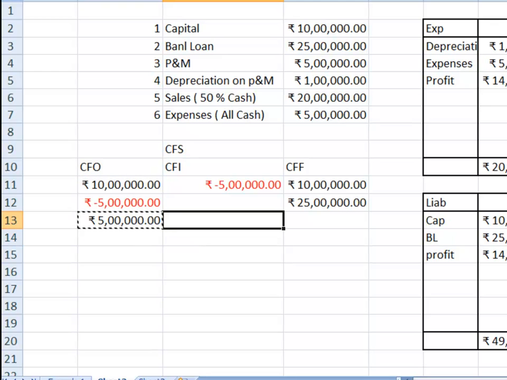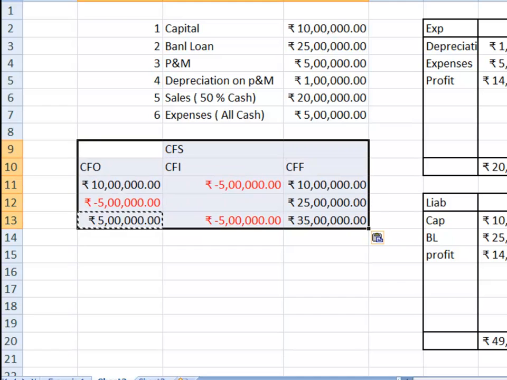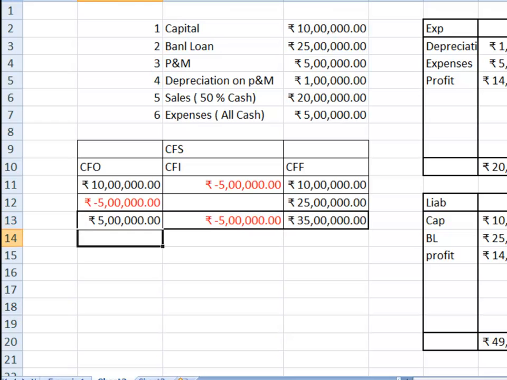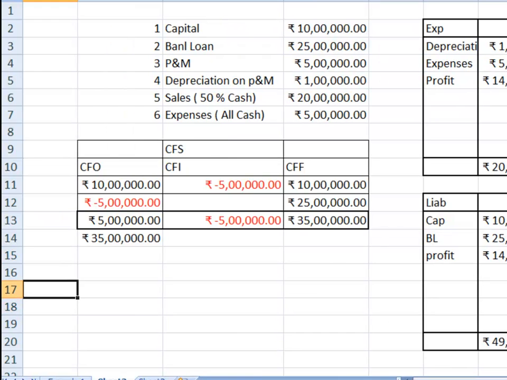So we'll take the total. 5 lakhs, 5 lakhs and 35 lakhs. So the total of all the cash flows is 35 lakhs, and it tallies with the cash balance because our cash has also increased by 35 lakhs. Anyone with doubts here?